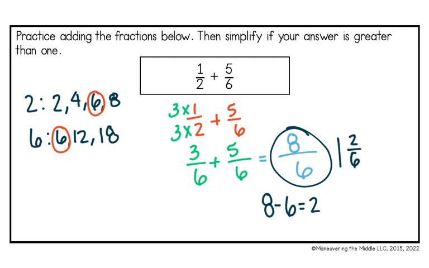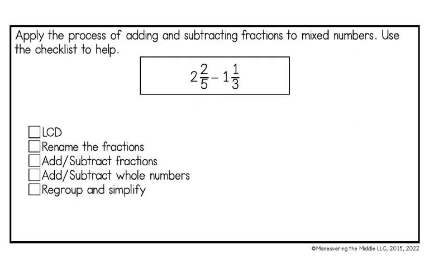2 can go into 6, and I can do that by dividing by 2. 2 divided by 2 is 1. 6 divided by 2 is 3. So now my answer is 1 1/3. And so again, we just want to make sure that we are simplifying to the best of our ability.